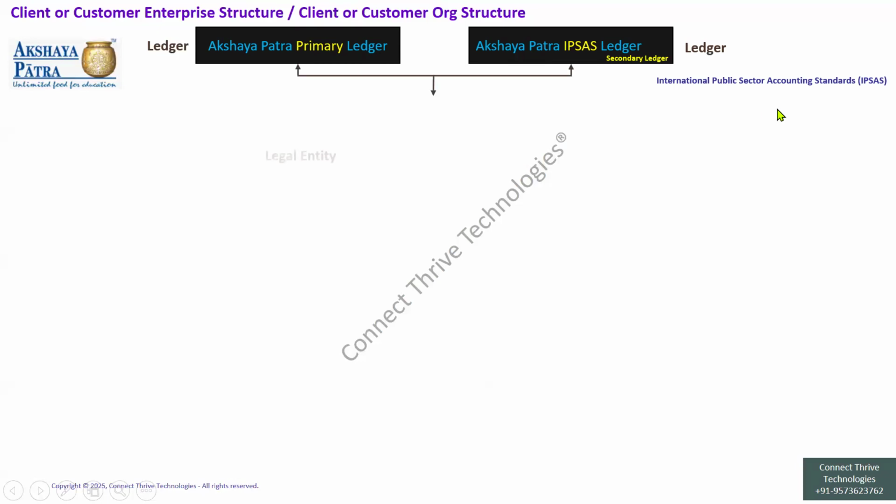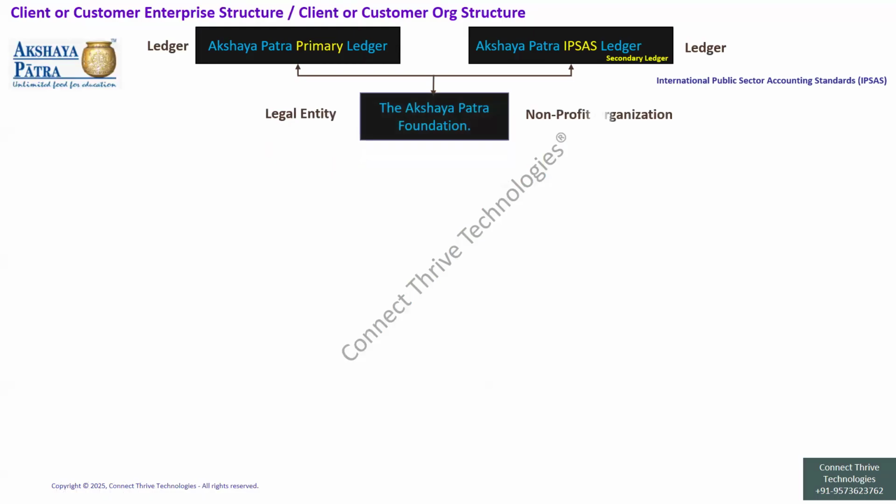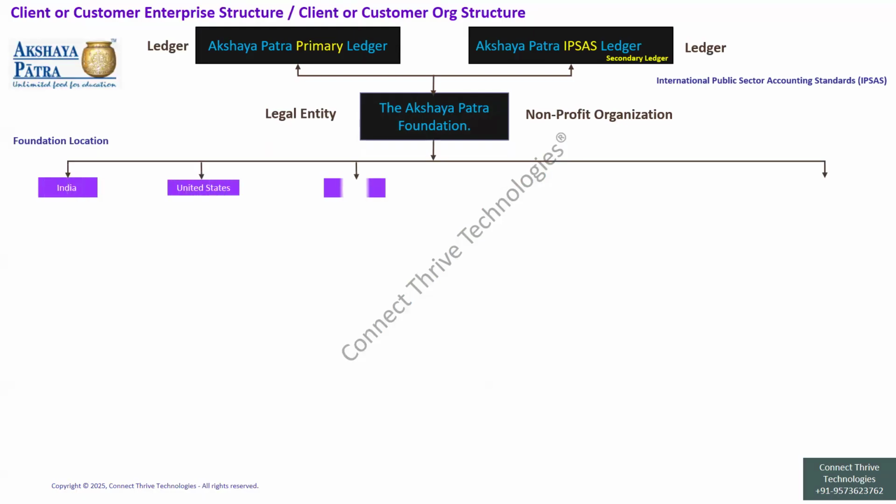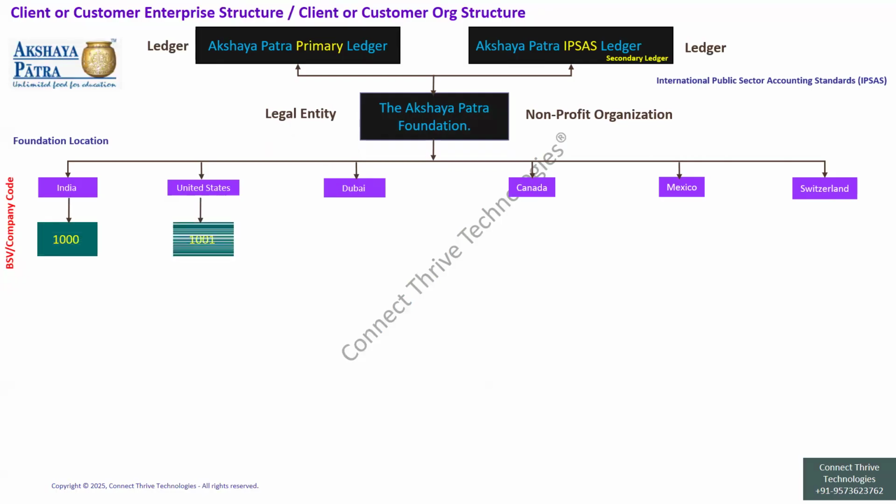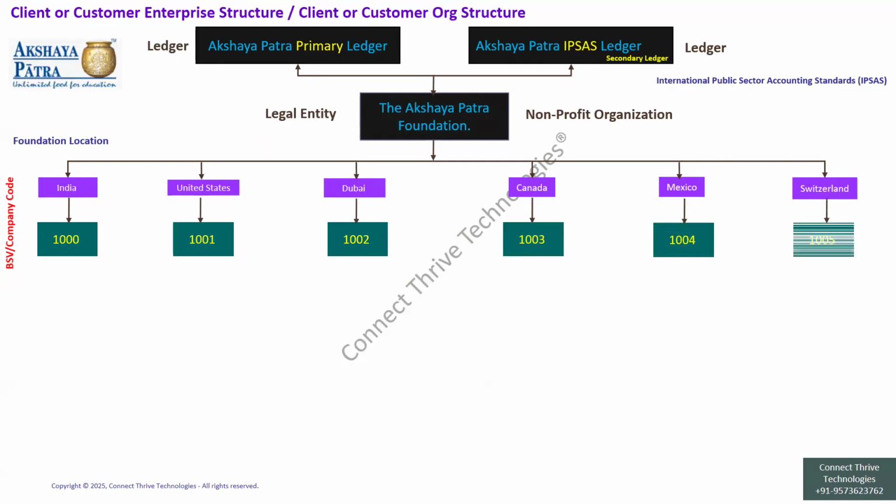So here we will create one legal entity, Akshay Patra Foundation. It's a non-profit organization. Under that we have a services foundation. It is located in different locations like India, United States, Dubai, Canada, Mexico, and Switzerland. In this case, country-wise we should propose different company codes like 1000, 1001, 1002 for Dubai, 1003 for Canada, 1004 for Mexico, and 1005 for Switzerland. The same way we have a business unit. So this is a trust.